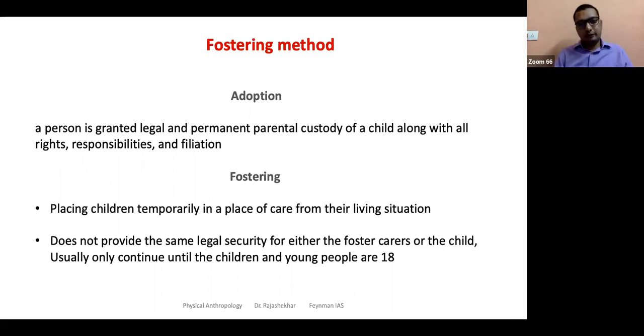And most of the times in fostering, children are taken care of below the age of 18, below the legal age. So, minor age. Once they become major, they tend to have their own life, their own hereditary components, responsibilities. So they send them back after some time in fostering.